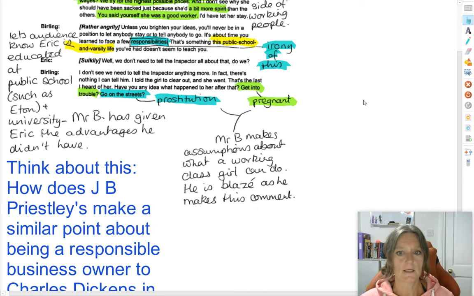Okay, we are nearly there. Hurrah. So Mr Birling says, quite coldly, "I don't see we need to tell the inspector anything more. In fact, there's nothing I can tell him. I told the girl to clear out and she went. That's the last I heard of her." "Have you any idea what happened to her after that?" "Get into trouble." So get into trouble is a euphemism for getting pregnant. "Go on the streets," and that's a euphemism for prostitution.